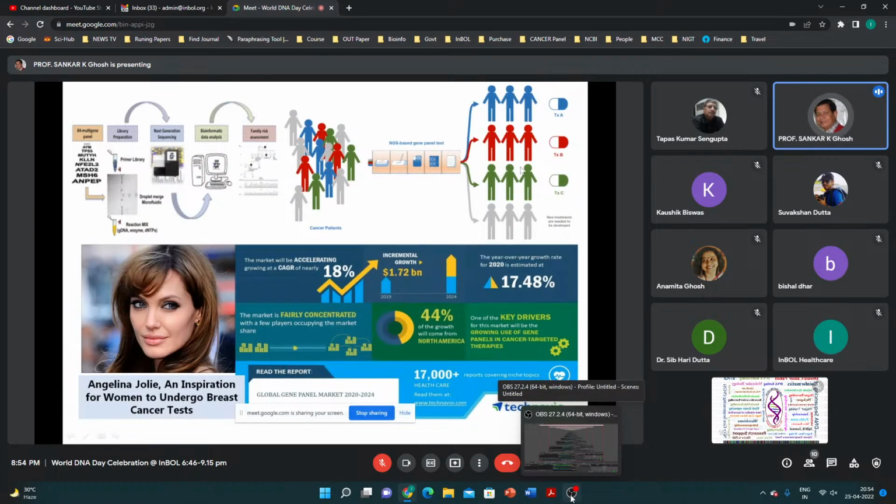Now I mean to say the market value, I am coming to the market value. Angelina Jolie, we know, was an inspiration for women to undergo breast cancer testing. Now the market, you see, has grown more than 18%, and in North America, 44% of market values are increasing for this kind of genetic test.